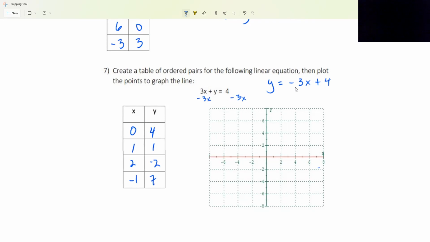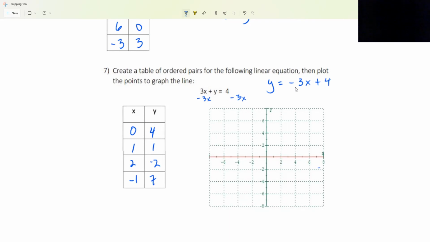All right, and then you can plot these points. But remember, when you're plotting these points, you only need 2. So there's no reason to sit there and plot them all. Basically just pick a couple of them and go. Now I'm going to plot all of these just to show you how it works.